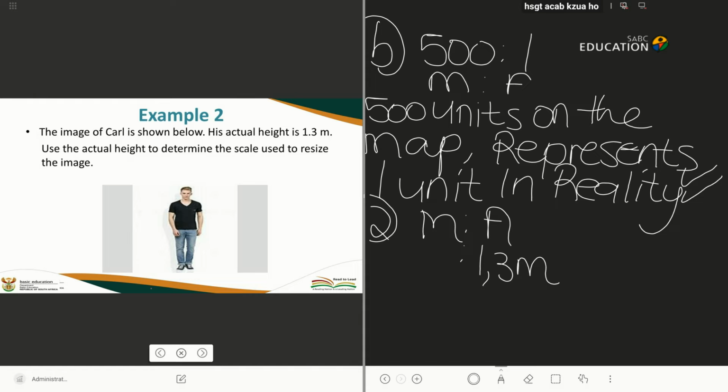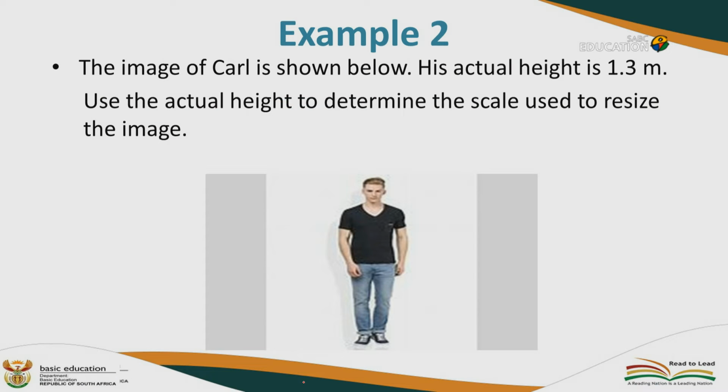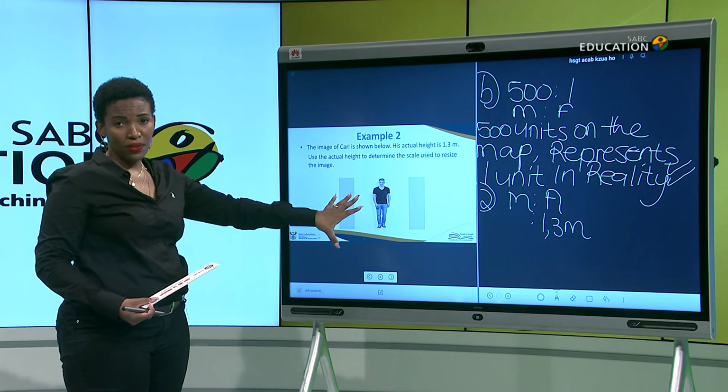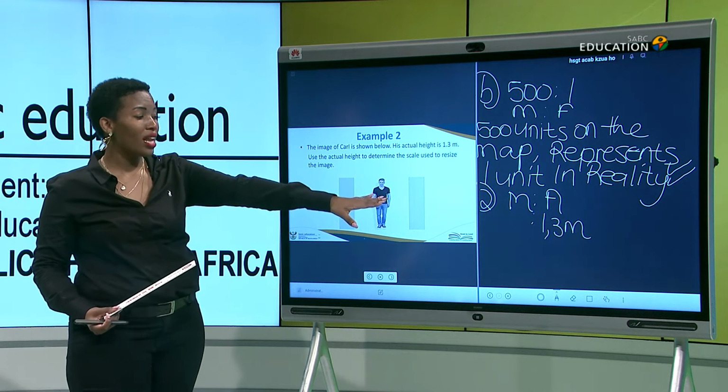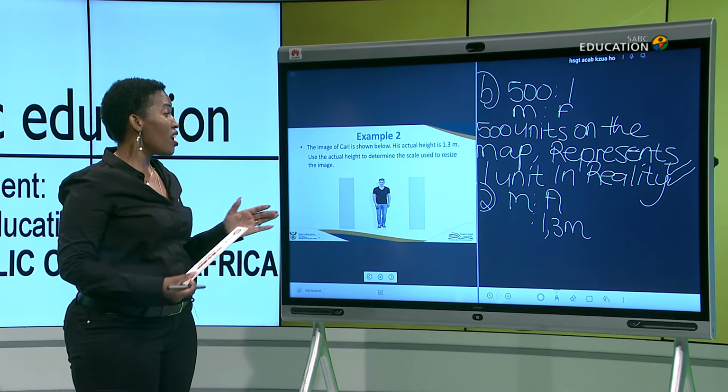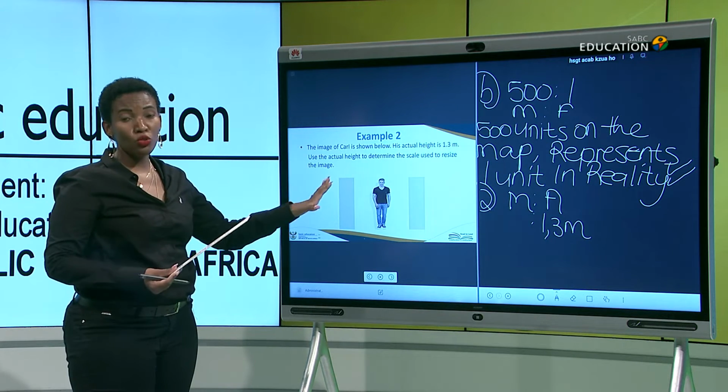Use the actual height, which is 1.3 meters, to help you determine the scale that is used to resize the image. Guys, we know like the actual Carl would not be this small. So it means the original image of Carl has been reduced to be able to fit on this photograph. So we are going to use the actual height, which is 1.3, to help us determine the scale that was used to resize him.